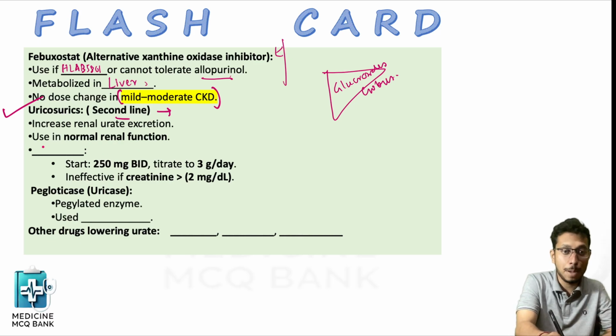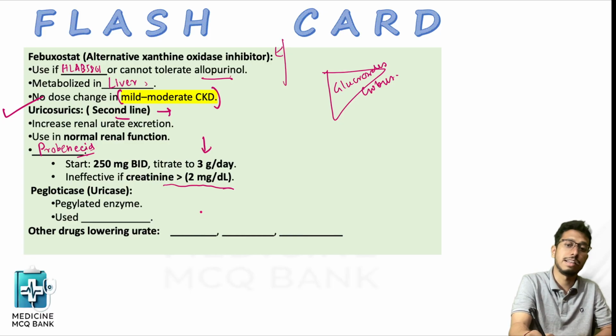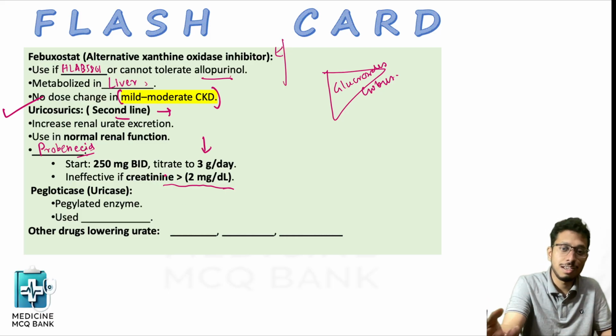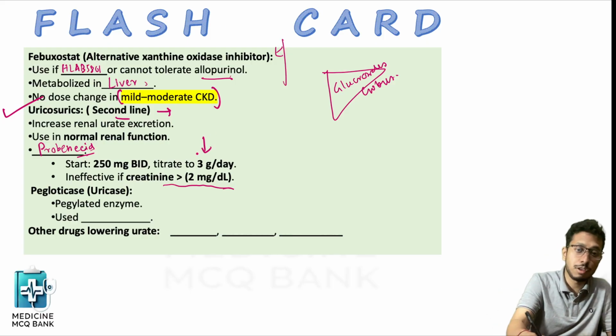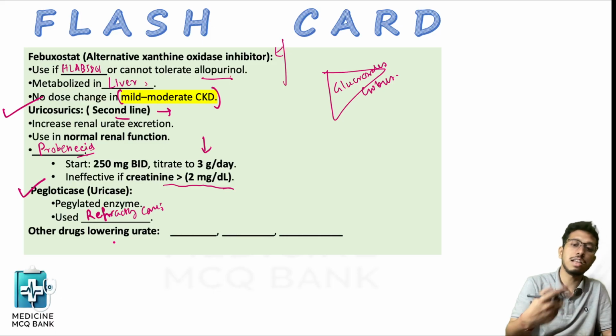So what is the prototype uricosuric drug? The prototype uricosuric drug is probenecid. It is used at 250 milligram twice a day, titrated to 3 gram per day. It is ineffective if creatinine is more than 2 milligram per deciliter. Naturally, right? If creatinine rises, renal function is compromised, and obviously renal urate excretion will be compromised. There is no value of giving a uricosuric in such a patient. Other is uricase, like pegloticase, which is a pegylated enzyme, reserved for use only in refractory cases or when there is intolerance to other urate-lowering therapy.